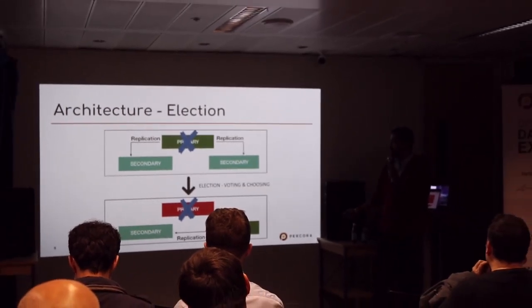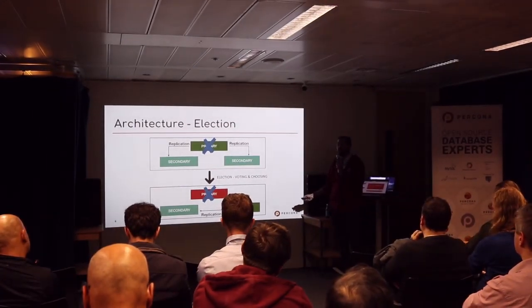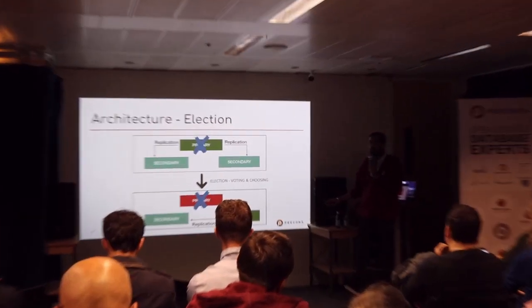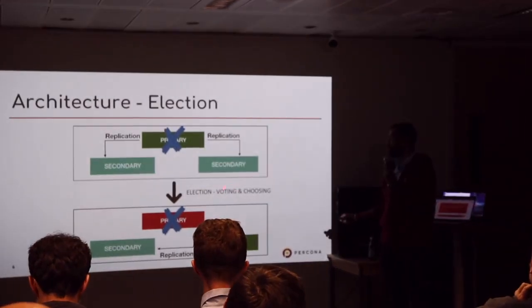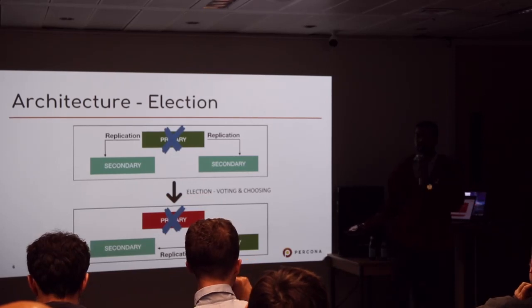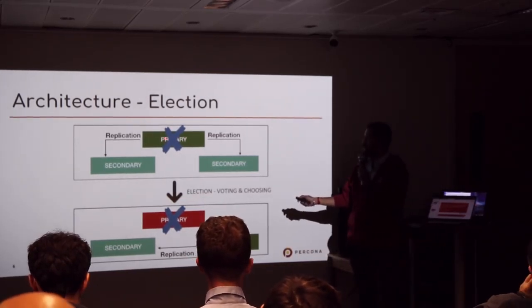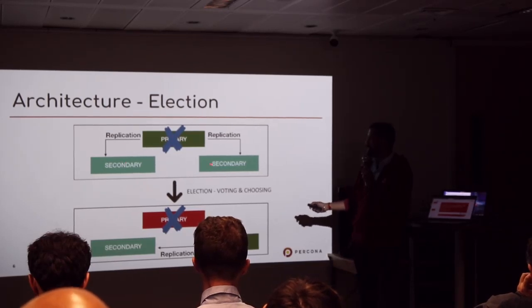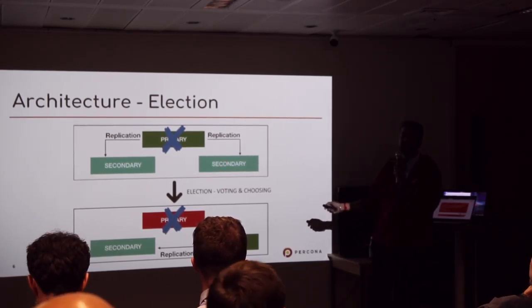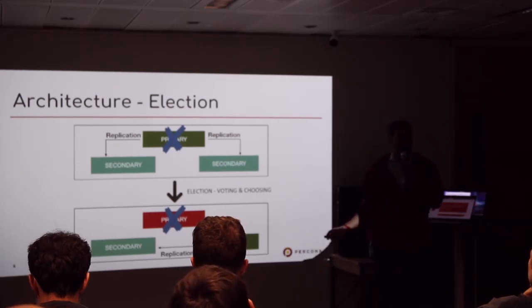Today we are not going deep into how to implement all of this, but I will let you know how you can set your votes and elections. For example, here your primary is down, you have a secondary here and another secondary here. Now which secondary should become primary?